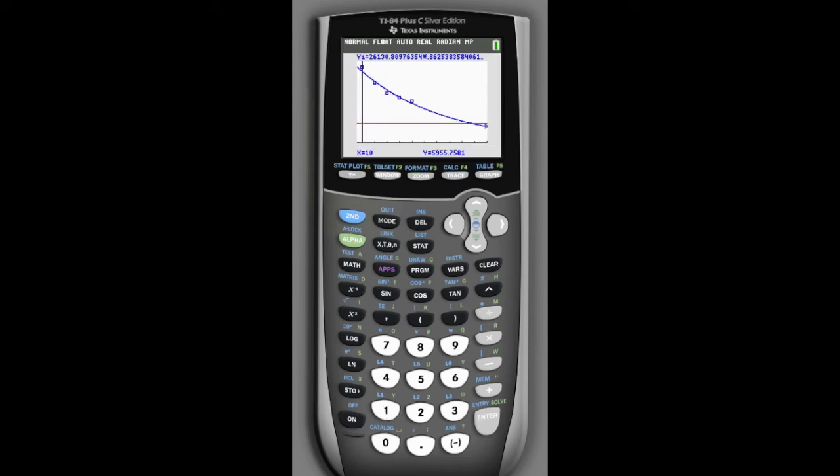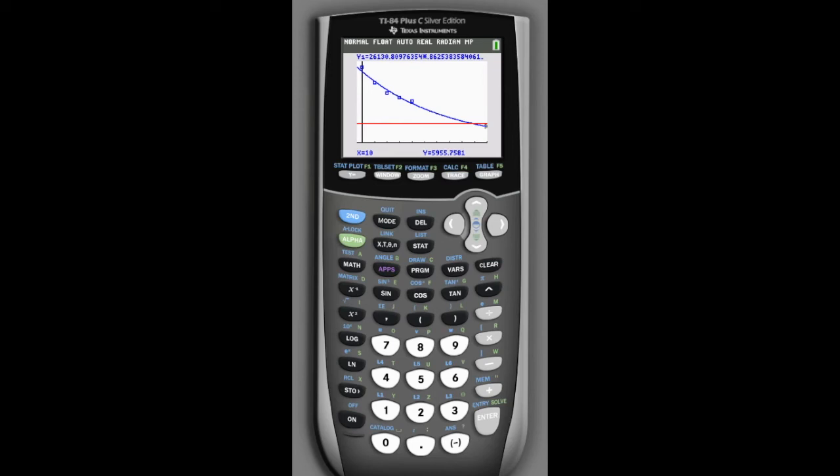And I got to watch this because I've got two functions here. And notice I can jump from one function to the other just by pressing the up or down arrow keys, but I want the blue function there, the lower one. And when X is 10, I've got $5,955.75 or 76 cents. So that's the answer that we were looking for. And it was nice that my window settings just barely let me have that.